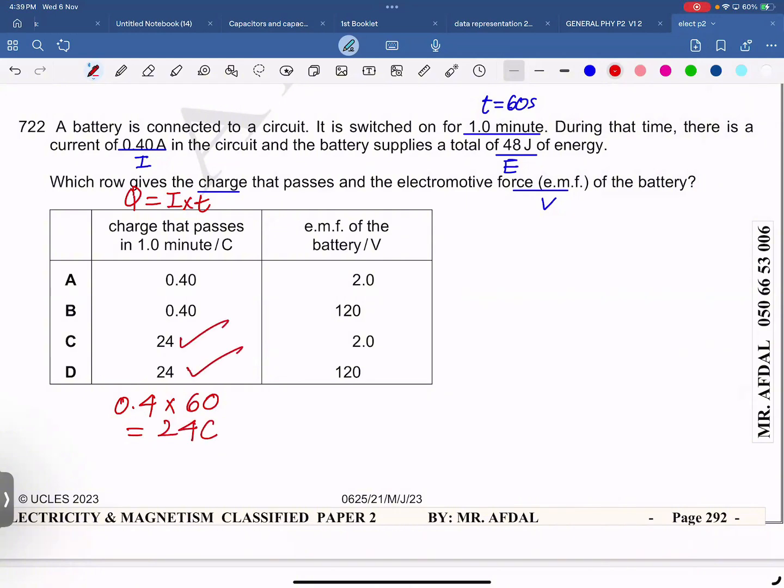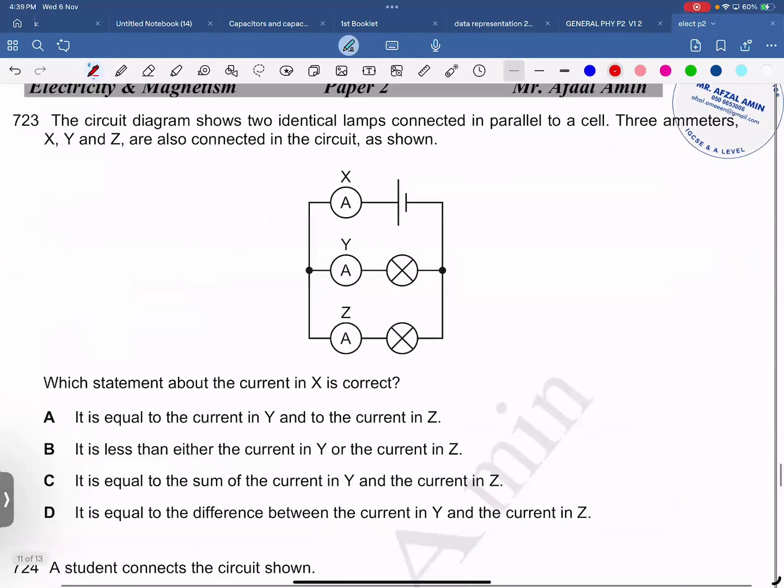Option C or D. EMF is the voltage. Voltage is the amount of energy transferred per unit charge. So energy was 48, charge we found 24, which gives 2 volts. Option C. So first we found the charge using the given data, and then energy divided by charge gives you the voltage. EMF is voltage, okay?